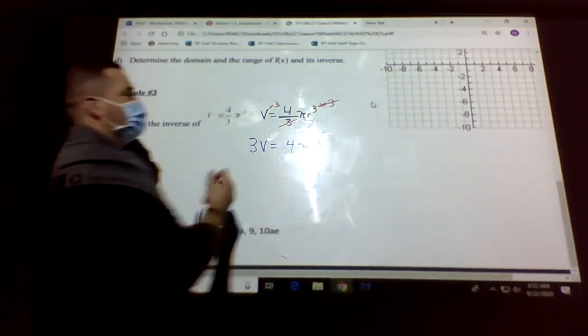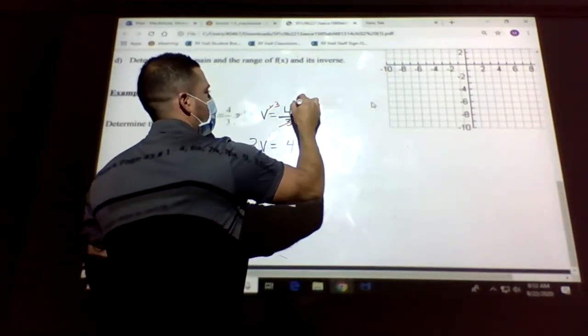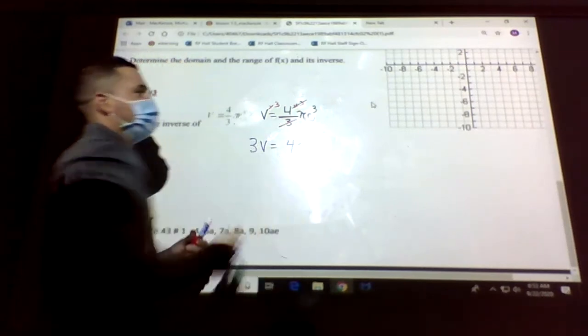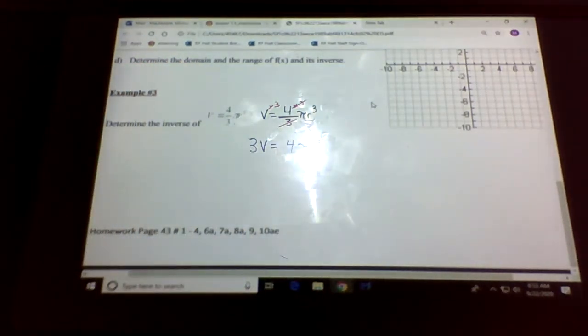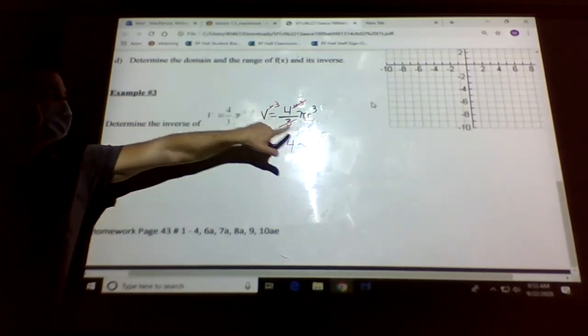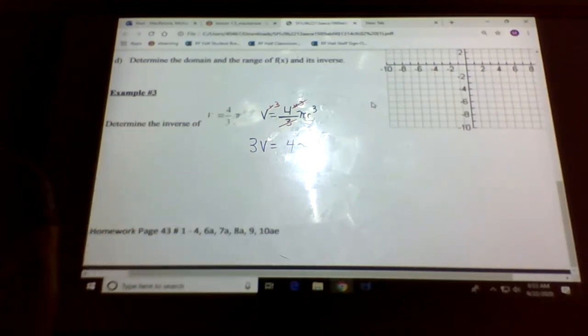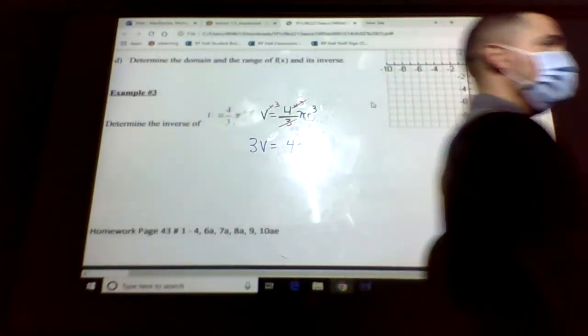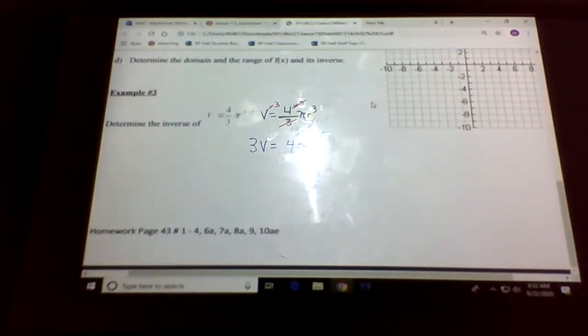Doesn't matter where you put the times 3. If you want to put the times 3 here, and cross it off this way, it's up to you. Or some of you might do the cross multiplies, so 3 times v, cross multiply here, and get your 3v. Next step.